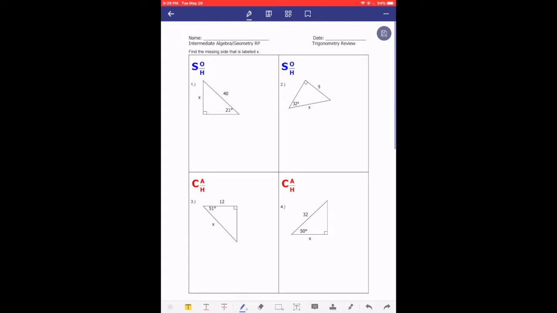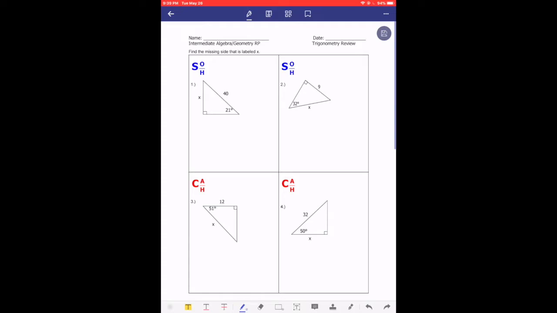Remember the trig functions are sine, cosine, and tangent, and our phrase SOHCAHTOA tells us how to find the missing side when we're given an angle and one side. So we're going to go over questions 1, 3, and 5, one sine, one cosine, one tangent example. Your homework will be to complete the evens 2, 4, and 6.